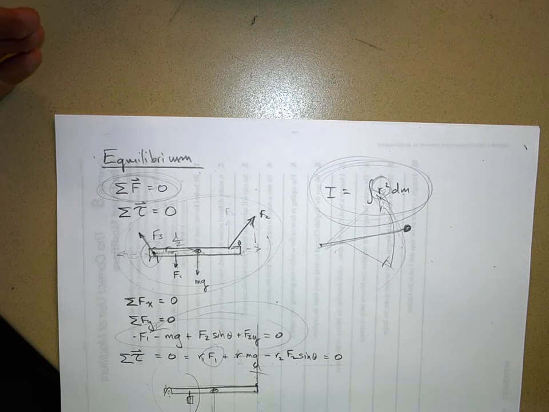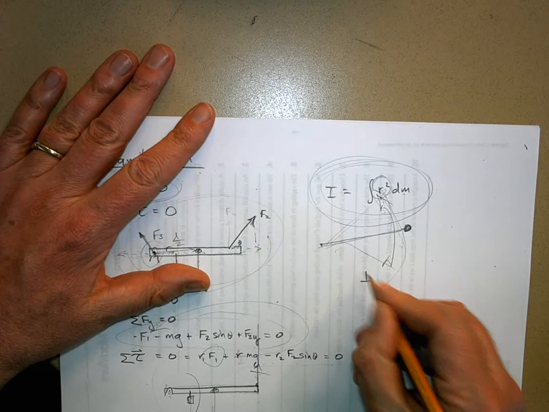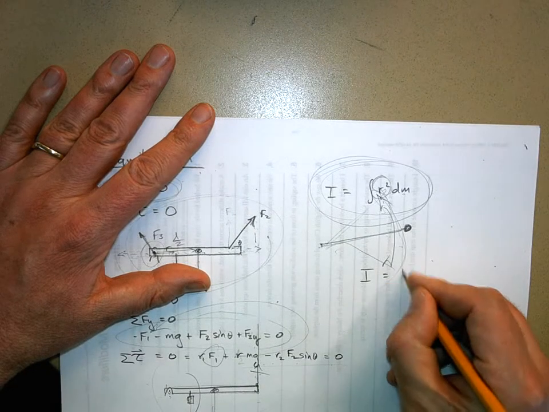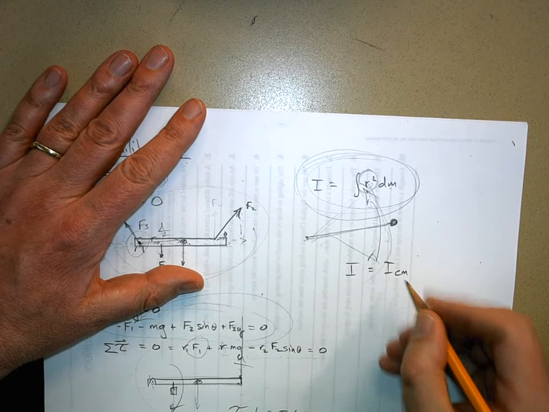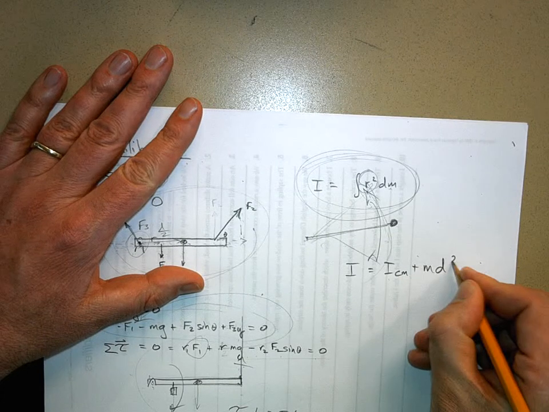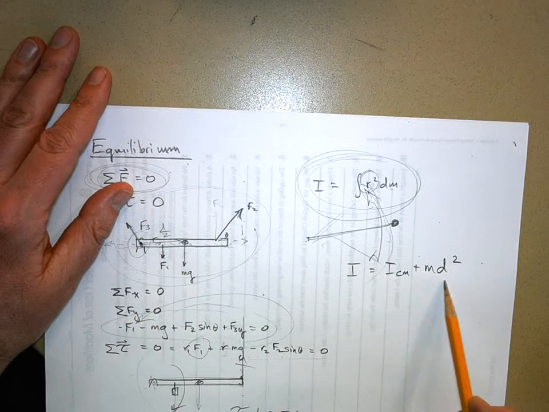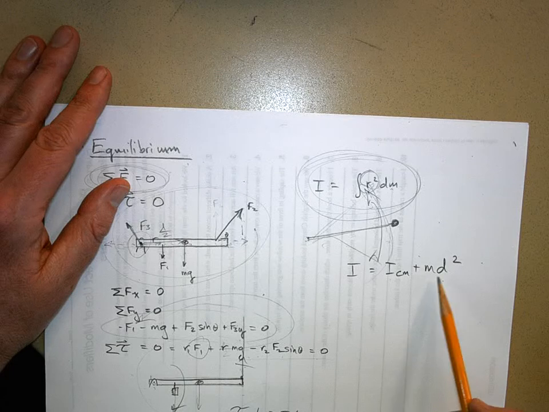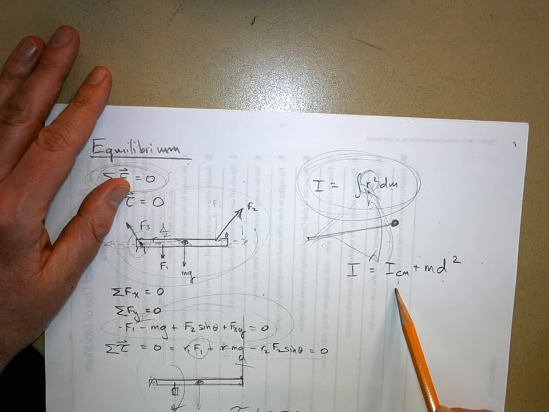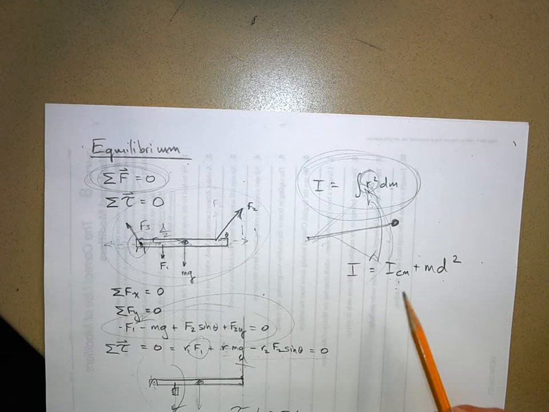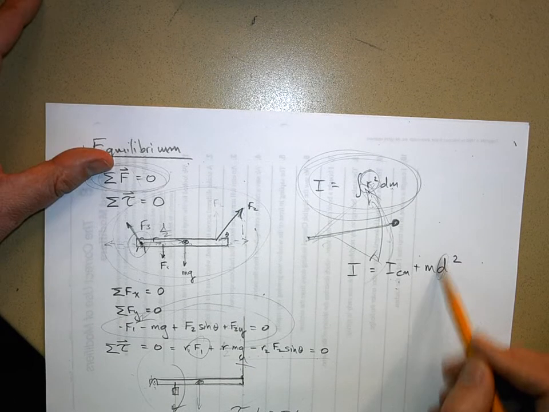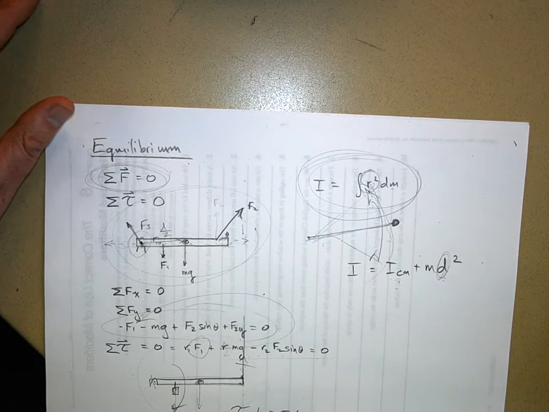And don't forget the parallel axis theorem. I equals I_CM, the I around the center of mass, plus md squared. They might give you a situation where they'll give you the rotational inertia about the center of mass, but the axis of rotation is offset from it. And so this is your offset. This is how far your axis of rotation is from that.